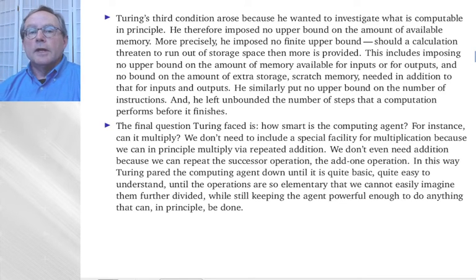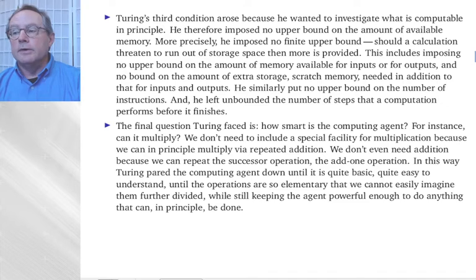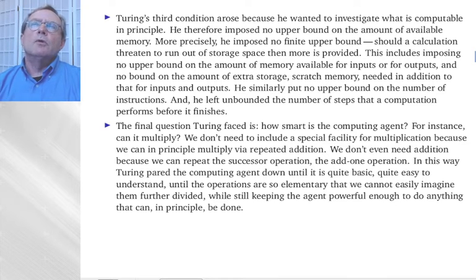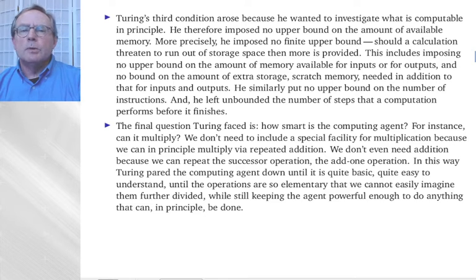And the final question that Turing faced: how smart is the computing agent? Can it multiply, for example? Well, you say, I don't need the computing agent to be able to multiply because I can always just do repeated addition. That's a very mathematical approach to the idea, to boil it down to its essential. It's just like going back to Euclid. You boil it down to its essential. What can we do with a minimum?